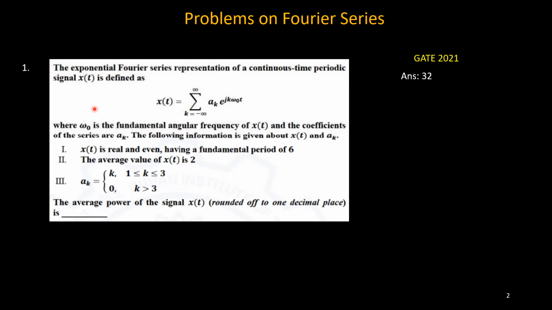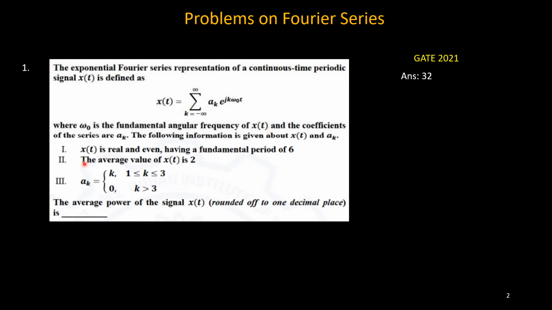And in this problem, you see one Fourier series expansion is provided. x(t) is considered as summation of a_k e to the power j k omega naught t, where omega naught is your fundamental angular frequency, and here the coefficients are a_k and the signal is x(t).